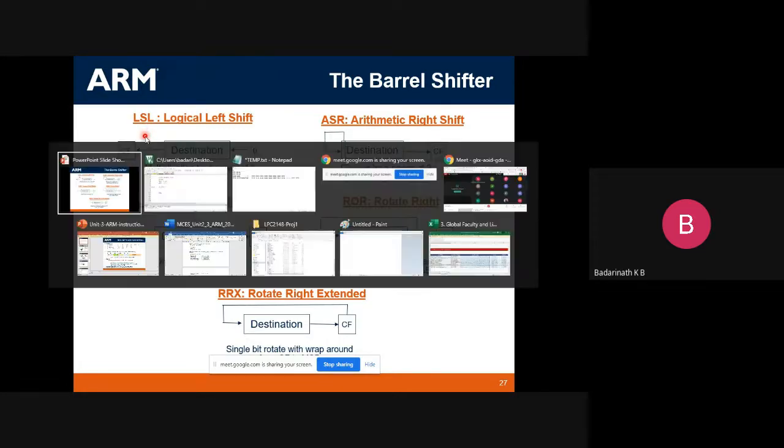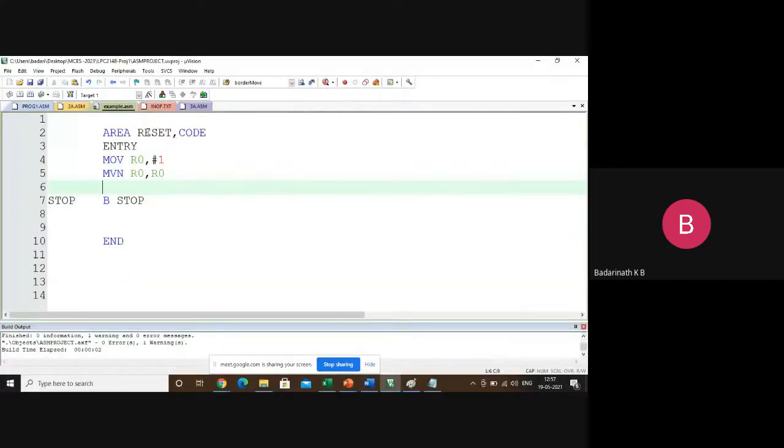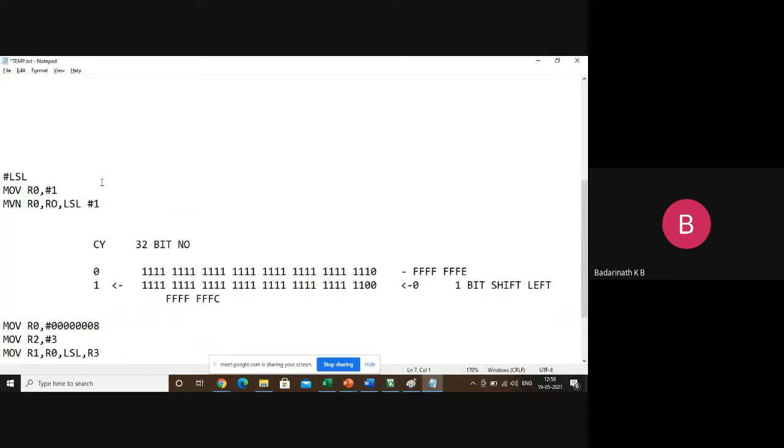Now, how is the LSL instruction going to work? I will introduce MOV R1, R0, and then I'll say LSL and then #1. So this is the format of using the instruction whenever you want operand 2 to be passed to the barrel shifter. This is operand 2. So this is operand 1 and also the destination operand. Now when I say LSL, you are logically shifting the number in R0 by 1.